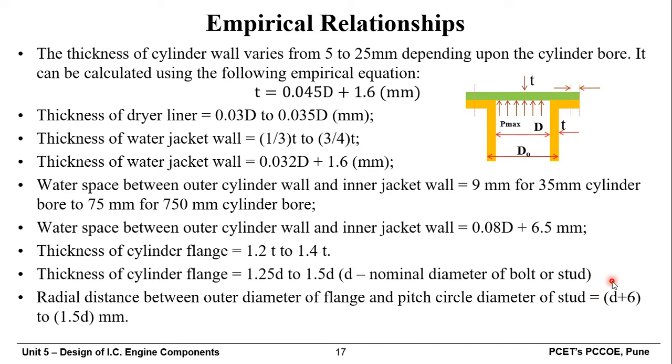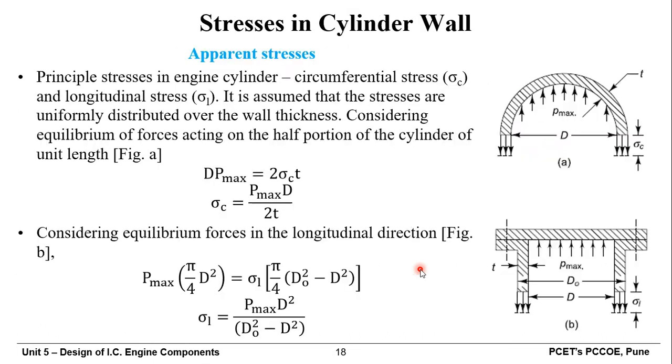But at the beginning of the design, if you know the nominal diameter of the stud, you can find out the thickness of the cylinder flange. So these are the empirical relations, and you need to use them if you are not in a position to calculate some of the values by using the equations.